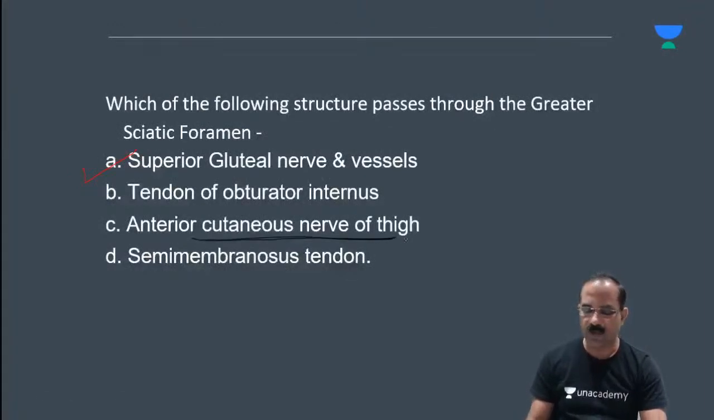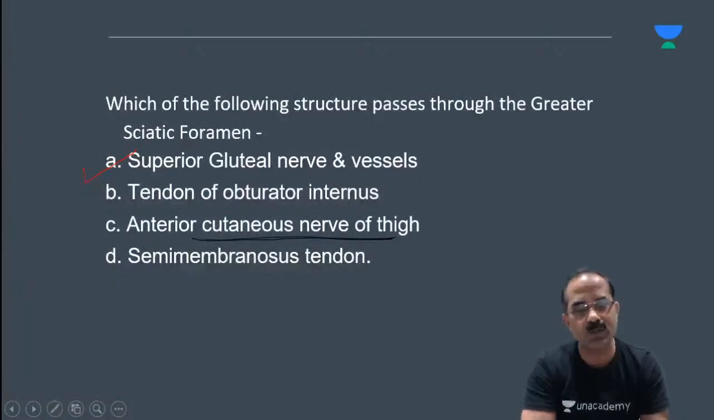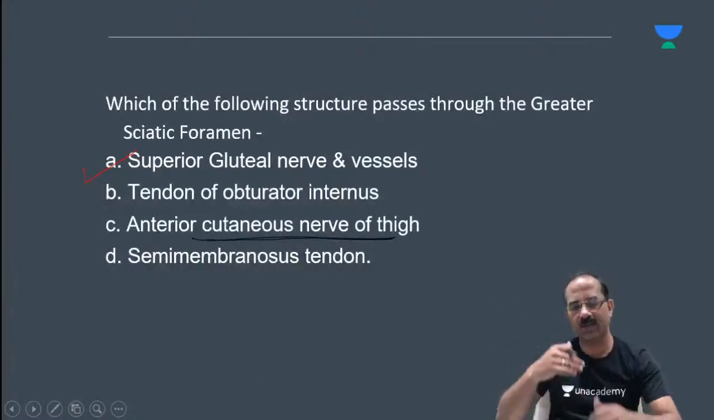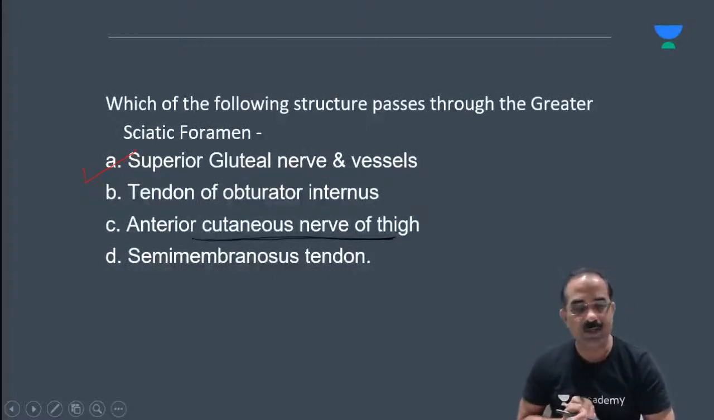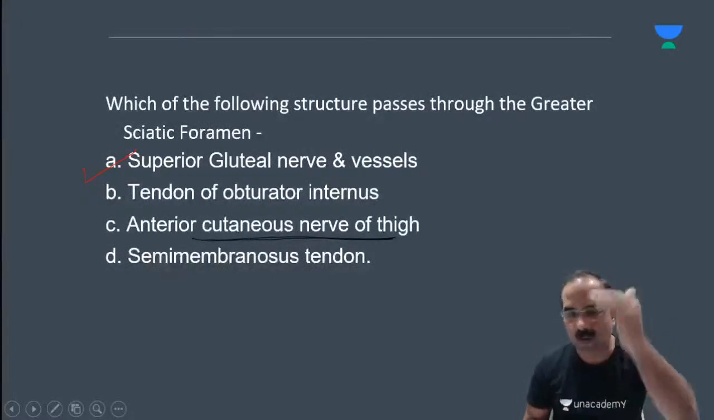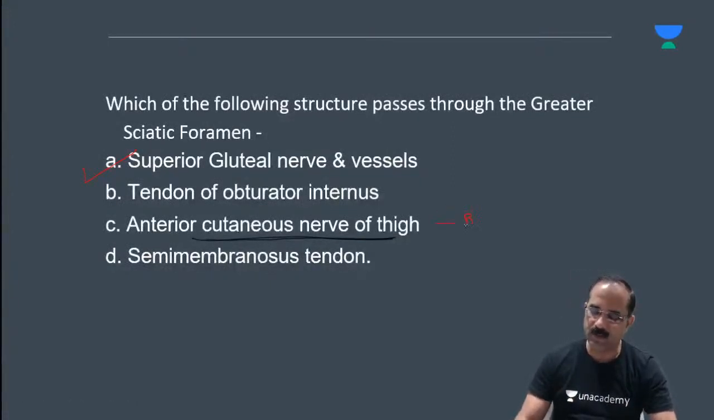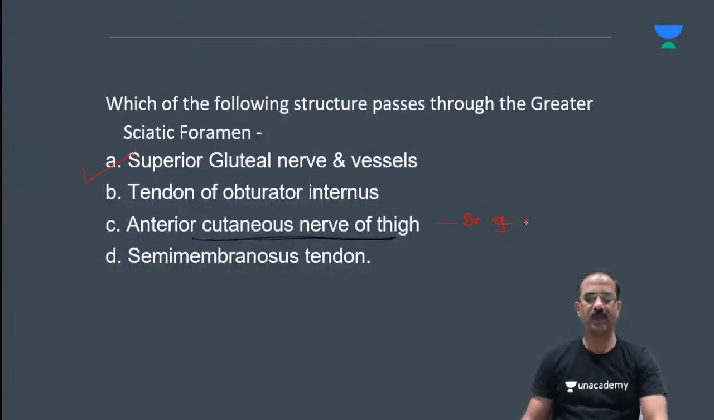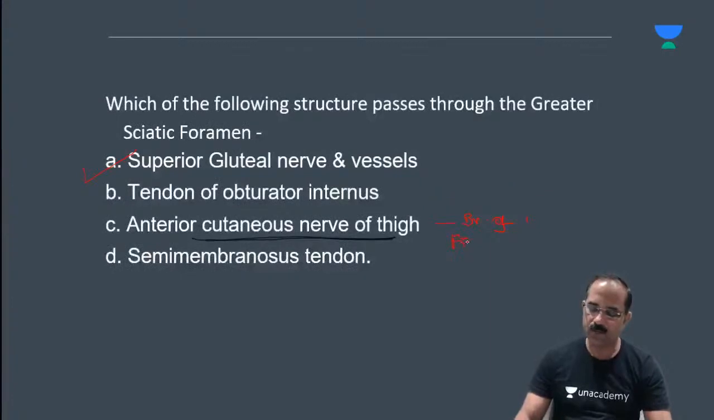Anterior cutaneous nerve of the thigh. Can anyone answer this? What is this anterior cutaneous nerve of the thigh? Can anyone tell me? You can answer, you can guess. If you make a mistake, you'll remember it. The anterior cutaneous nerve of the thigh supplies the skin on the anterior aspect of the thigh, correct? And this is a branch of what? It's a branch of the femoral nerve.